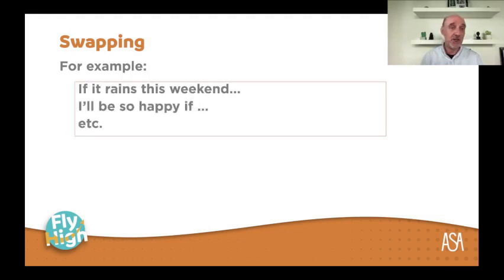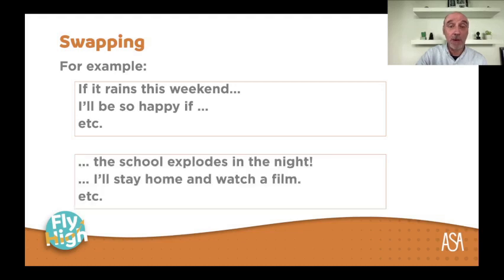If I'm using the first conditional, this is something I nearly always do. Very simple, very controlled first conditional sentences, starting with if or starting with the result clause, you decide. But for example, just two examples there. If it rains this weekend, and I'll be so happy if, and the students working in pairs need to decide a possible completion to each of those sentences, which they'll write, don't forget, in random order on another page. And that might be, if it rains this weekend, I'll be so happy if the school explodes in the night, or I'll stay home and watch a film.